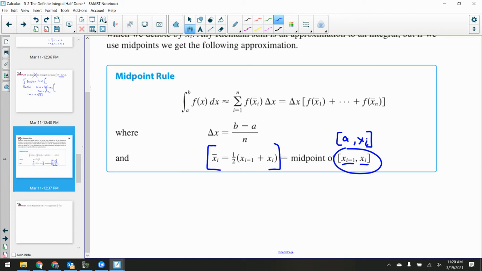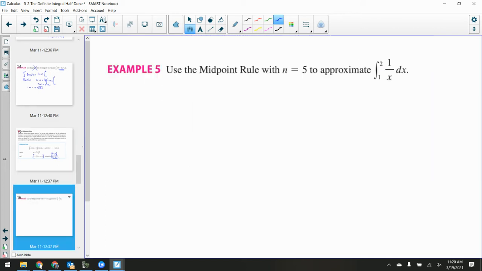And then you're finding the midpoint of that. That's a better way to write it, in my opinion. Okay, let me show you what I mean here within an example. Use the midpoint rule with n equals 5 to approximate this. This is like saying I want to use midpoints instead of left endpoints or right endpoints to evaluate the integral of 1 over x dx, our good friend 1 over x, we've done that plenty of times. Okay, that's what we're going to do here.